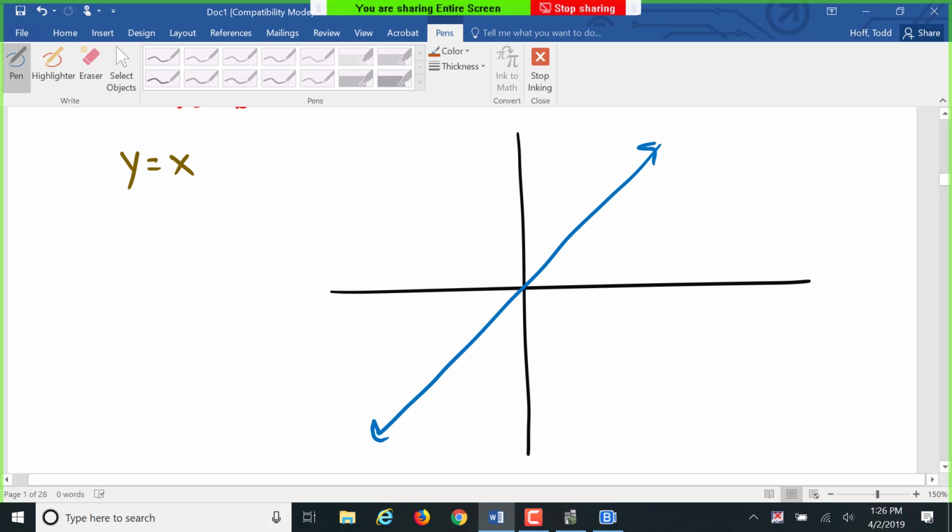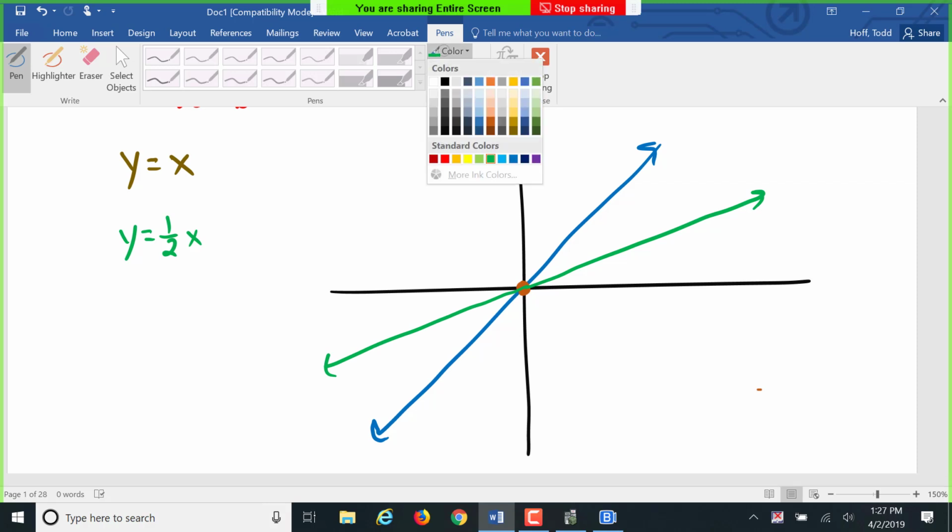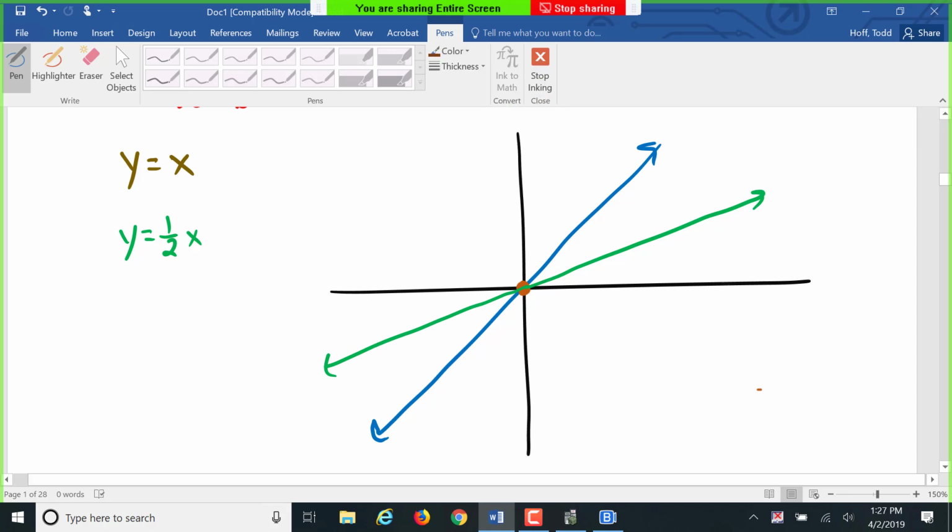We could change the position of those lines by changing the position of the origin. We could change the rotation of the line by changing the slope. If I said y equals 1/2 x, it still goes to the origin, it's just half as steep. If we said y equals 1/2 x minus 3, it no longer goes to the origin. It moves down. Still parallel to that green line, still the same slope.